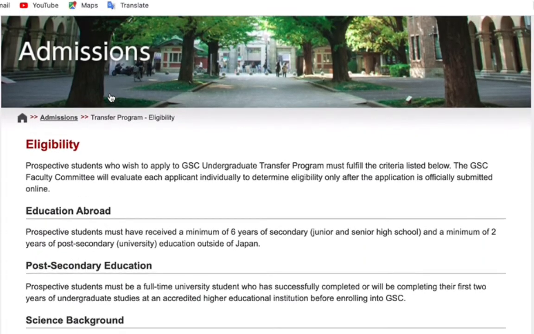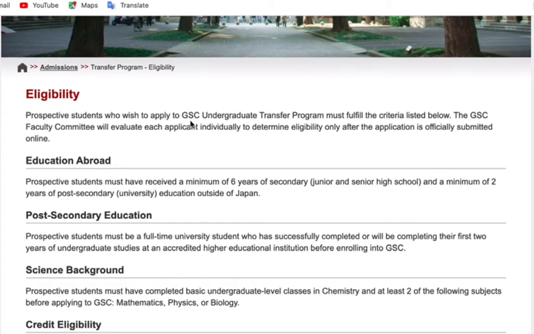Eligibility. So prospective students who wish to apply to Global Science course undergraduate transfer program must fulfill the criteria listed below. So prospective students must have received a minimum of 6 years of secondary, that's junior and high school, a minimum of 2 years of post-secondary, so university outside of Japan. Prospective students must be a full-time university student who has successfully completed or will be completing their first 2 years of undergraduate studies at an accredited higher educational institute before enrolling in the Global Science course.